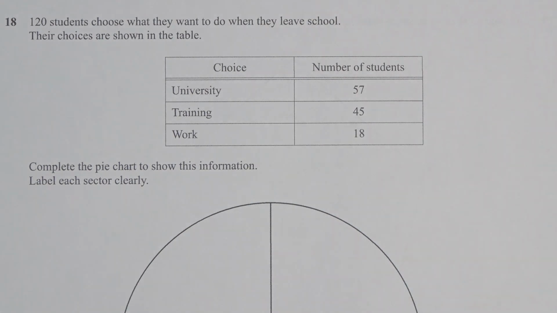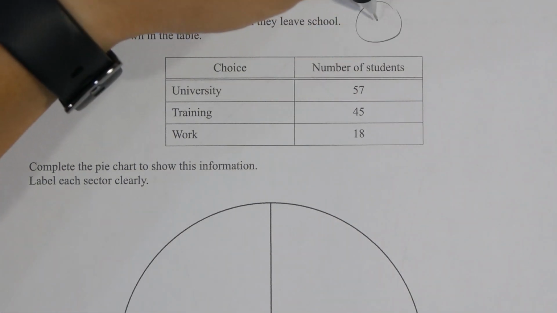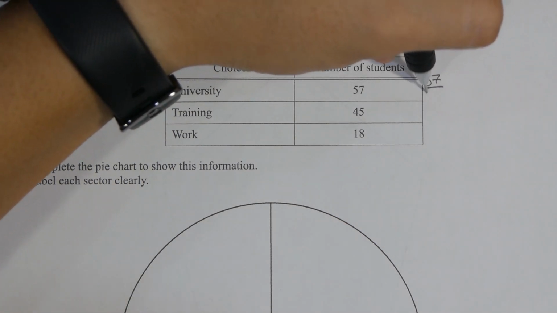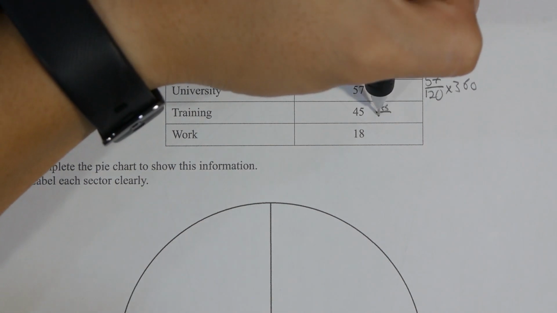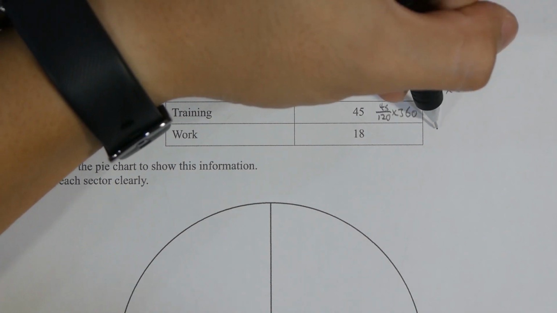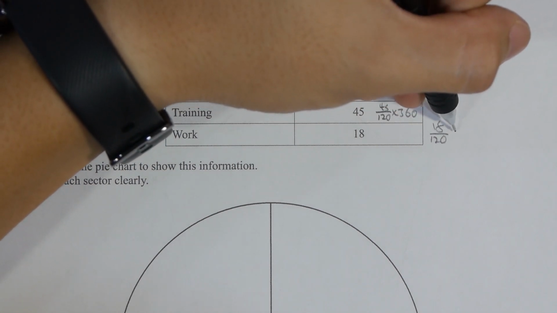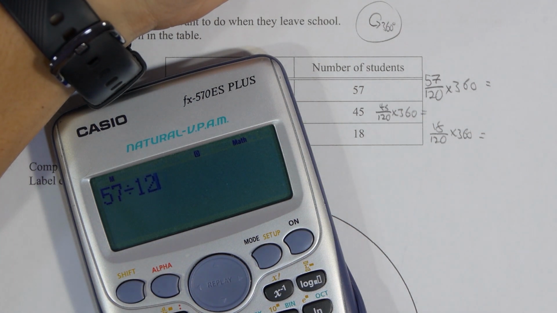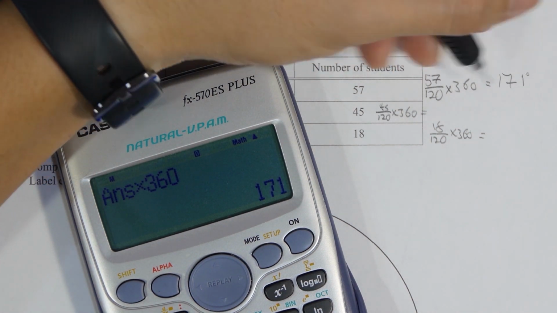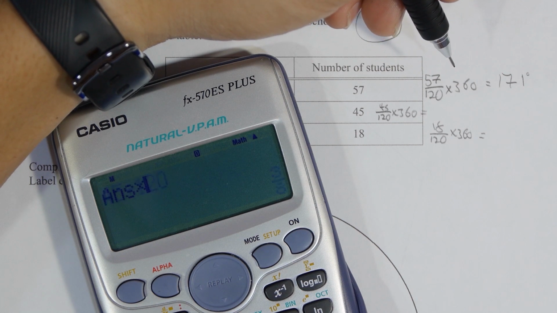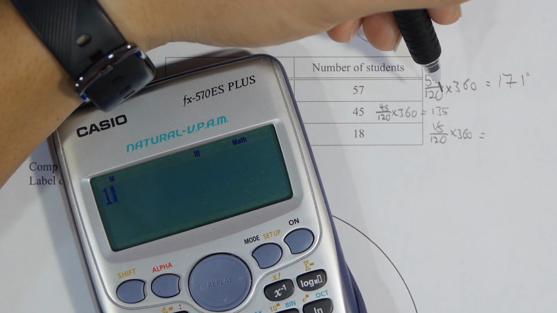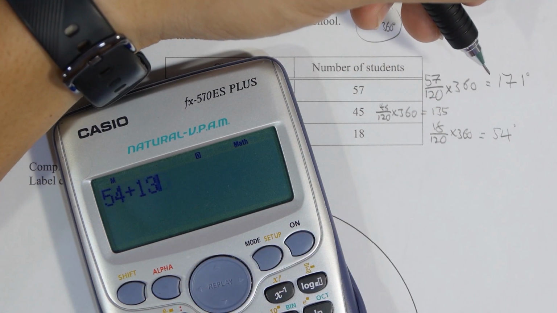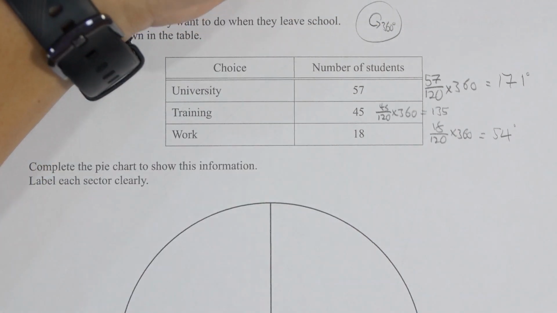So question 18, okay, things to take note is the total angle of a pie chart is 360 because it is a circle. So simply take the respective numbers of students, divide by total, which is 120, multiply it by 360 to get, for example, for university, it will be 171 degrees. For training, it will be 135, and for work, it will be 54. So by keying in all this and drawing it with your compass and your ruler, then you should be able to get the same result.